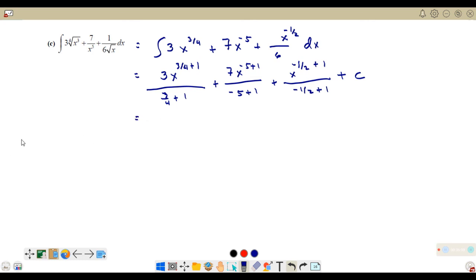Ayan, fraction naman tayo. So we have 3/4 plus 1. Ilan ang 3/4 plus 1? 1, 4, 3 plus 4. We have 7 over 4. So we have here 3x raised to the 7 over 4 over 7 over 4.